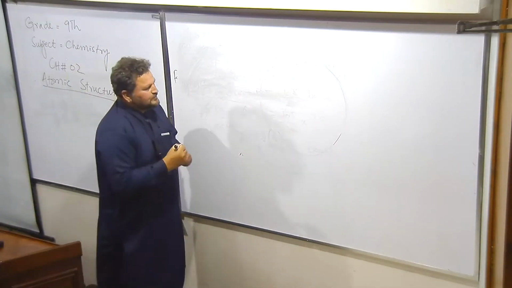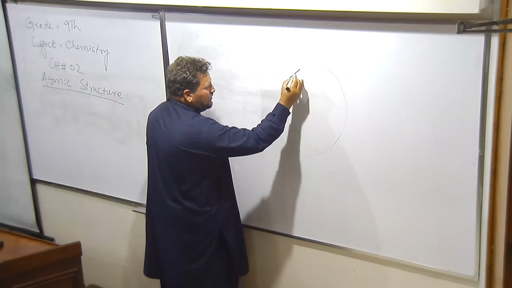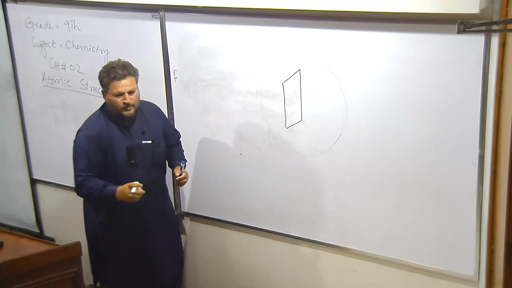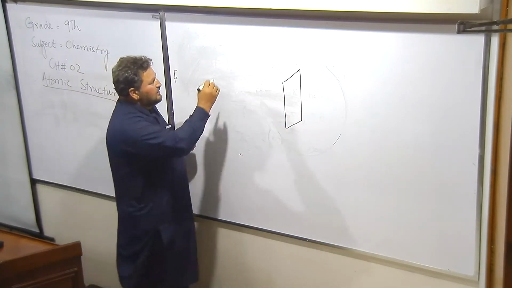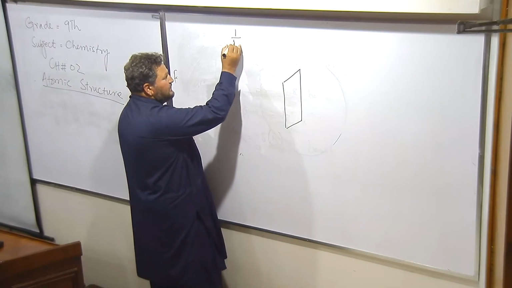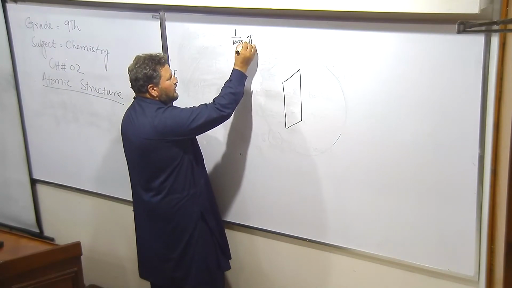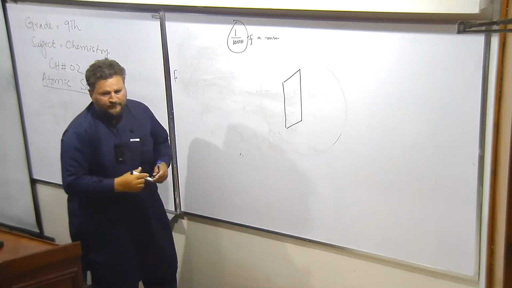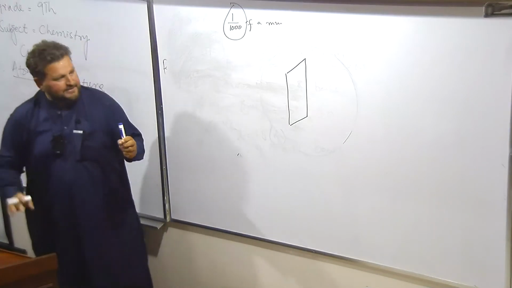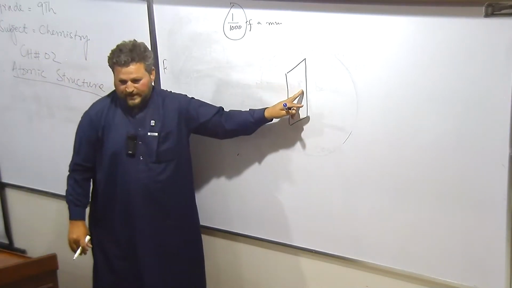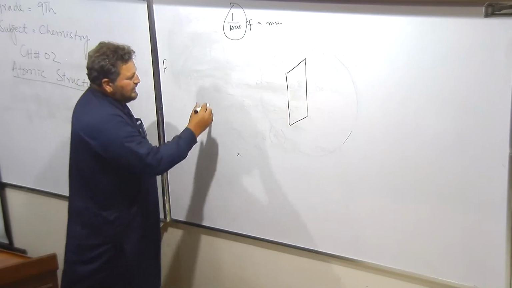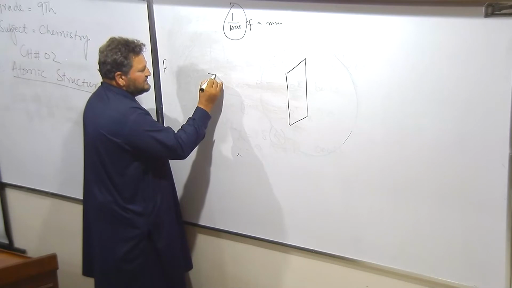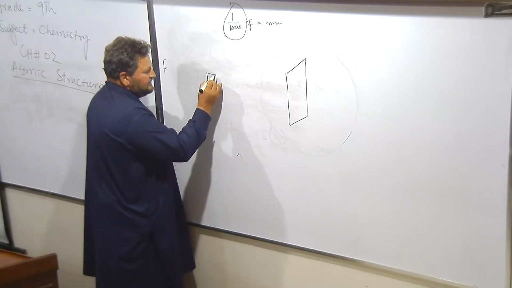Rutherford took a very thin gold foil. This is a paper foil made up of gold. How thick? Roughly 1 by 1000 part of a millimeter, approximately, this is not very exact. This is the thickness of this gold foil. He took a radioactive element, you know, radioactivity. This is a separate topic, but we will discuss it later.